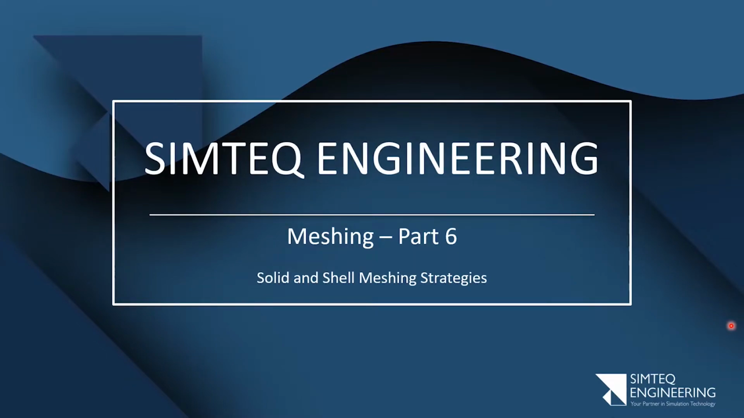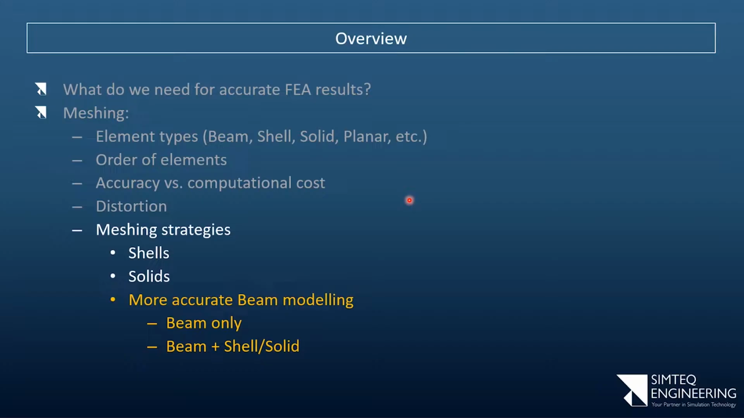Okay, this is the second last installment for the series. We started out looking at what we need for accurate results, looked at element types, order, accuracy, distortion, and so on. So today we'll spend on meshing strategies for shells and solids. So it's not quite the same as meshing techniques. It's more the idea of how you mesh and what helps make it easier and better to mesh.